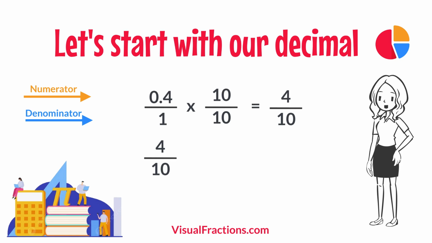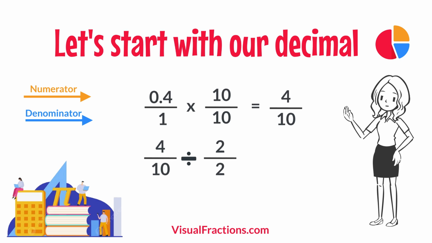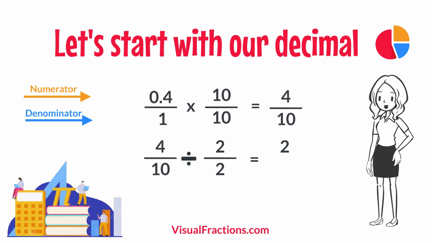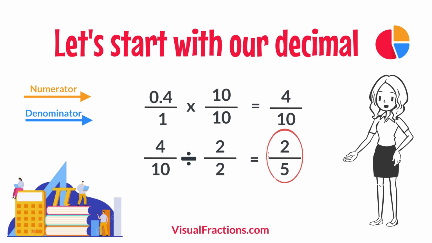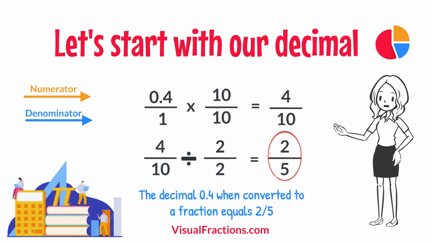Next, we simplify. Both the numerator and the denominator in 4/10 are divisible by 2, the greatest common divisor. Divide 4 by 2 to get 2 and divide 10 by 2 to get 5. So, 4/10 simplifies neatly to 2/5. And there you have it. The decimal 0.4 when converted to a fraction equals 2/5.